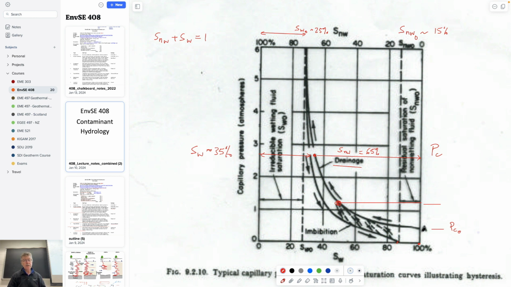So in other words, it's the pressure you have to apply to squeeze the first bit of water into this NAPL oil saturated system that hasn't seen water before. And that's important because then all of a sudden it's not 100% NAPL saturated, but it's 99.999% NAPL and 0.001% of water.